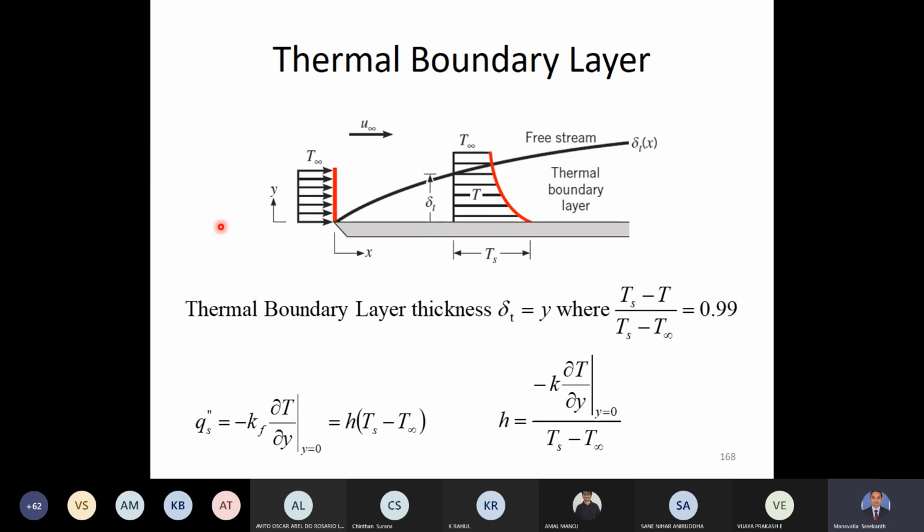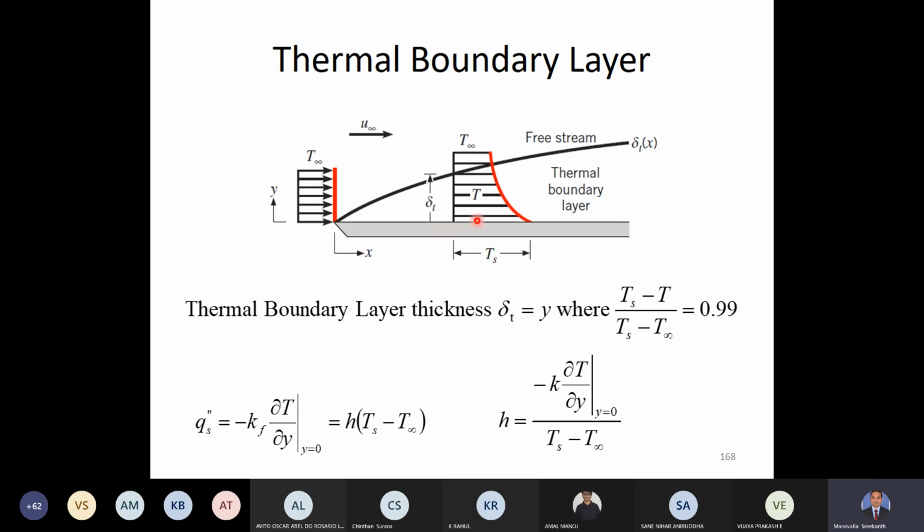the fluid temperature. That means we are dealing with a hot plate. Over a hot plate, some cold fluid is flowing. So what happens if at some location at a distance X from the edge of the plate, we measure the temperatures in the fluid? The bottommost layer of the fluid will be hotter, and as you move upwards, the temperature of the fluid keeps decreasing. And at some point, the temperature will be equal to the free stream temperature.